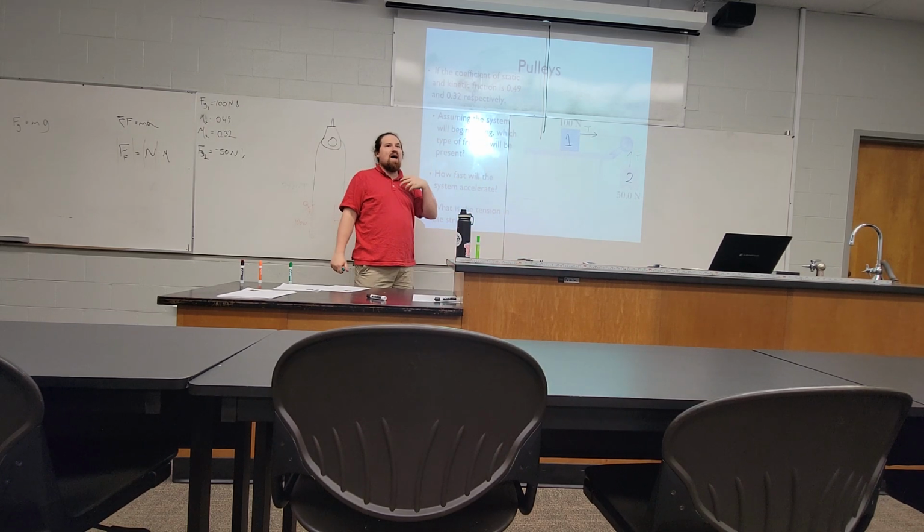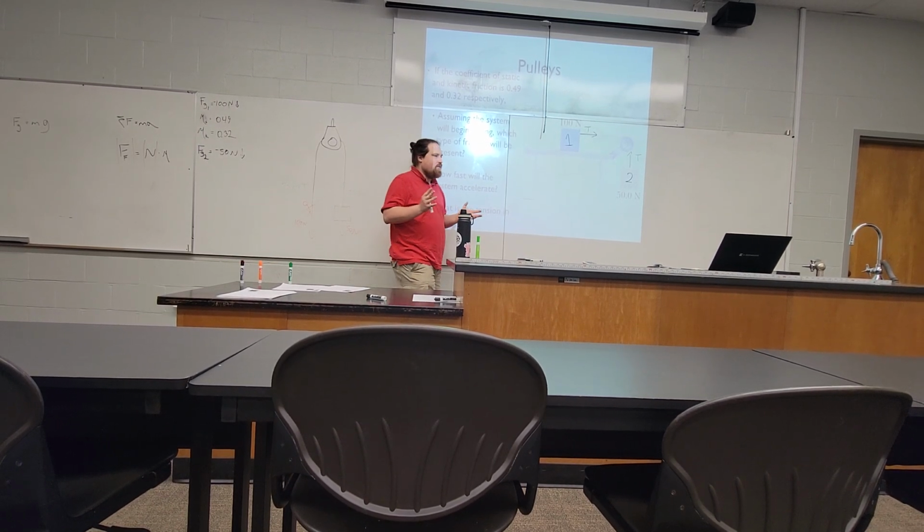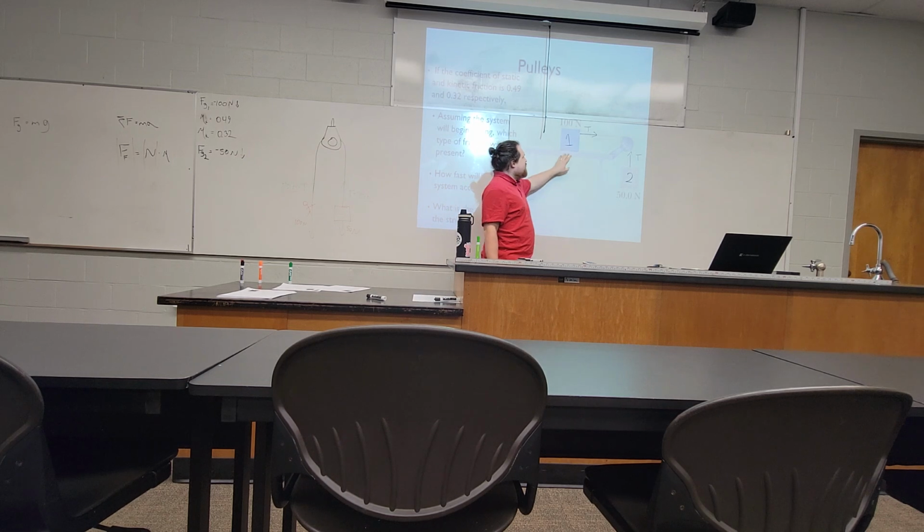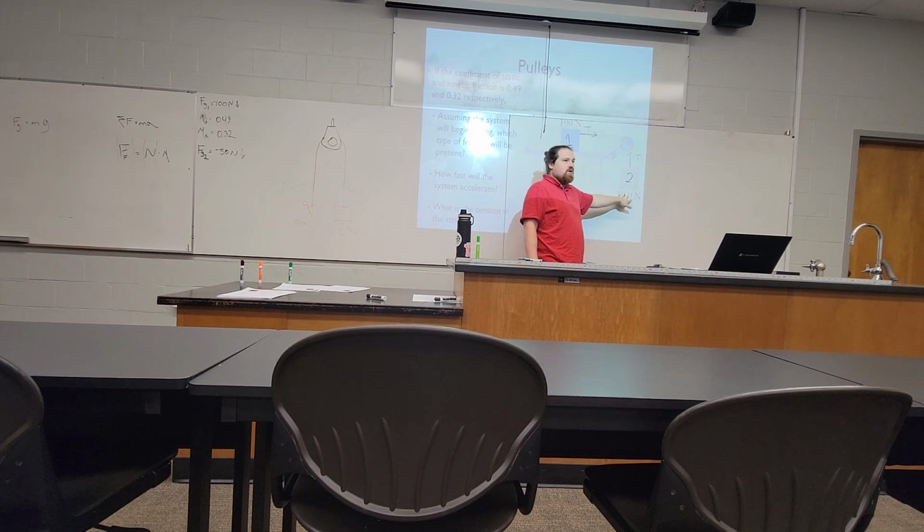Now, the other option that could happen, especially if the table was very rough, is box 1 just doesn't move. If friction is very powerful, there's a chance that box 1 is just held in place, right? Especially if the table's, again, very jagged, possibly sticky. So there's a chance this holds still, and that means this one would also hold still, right?